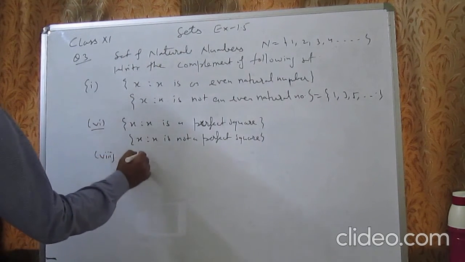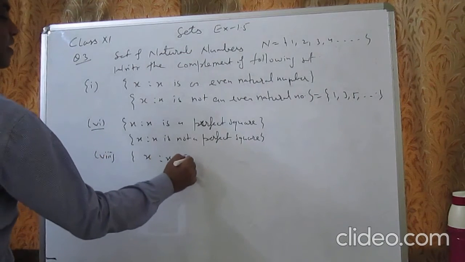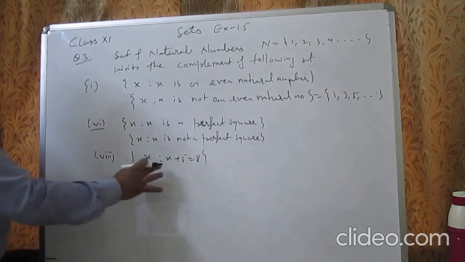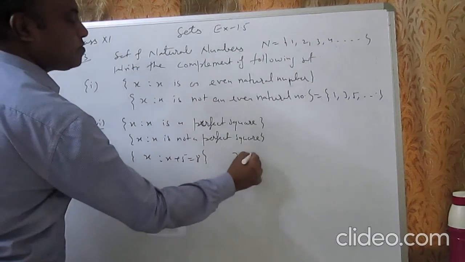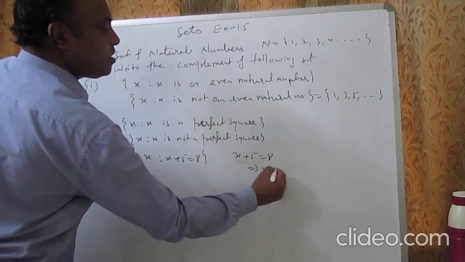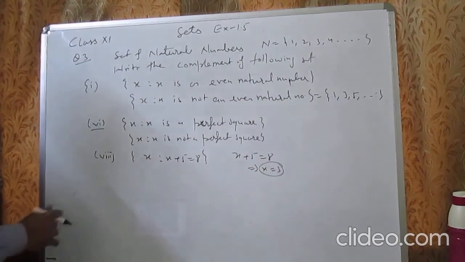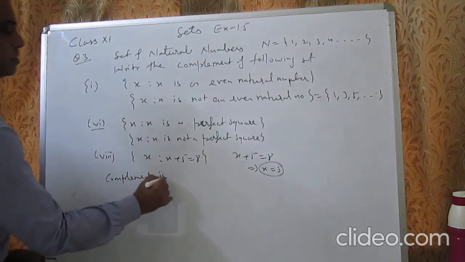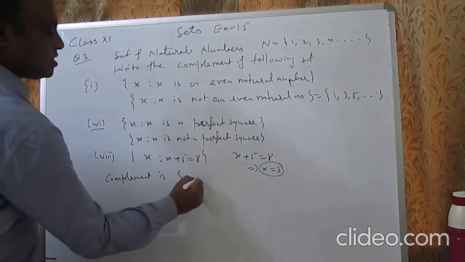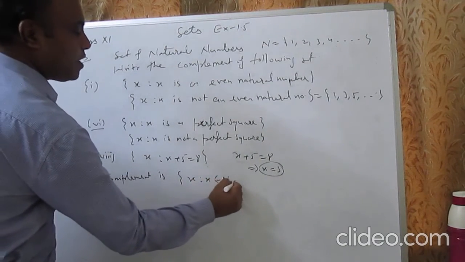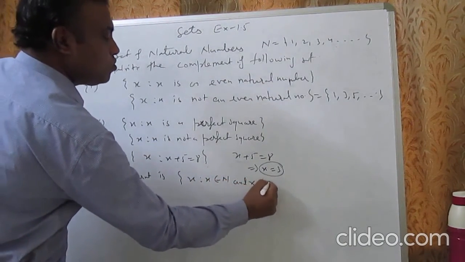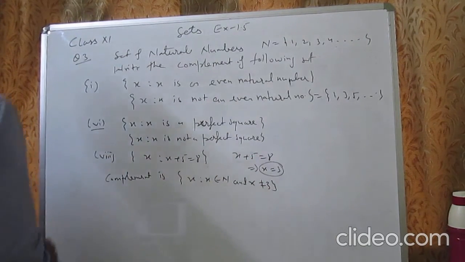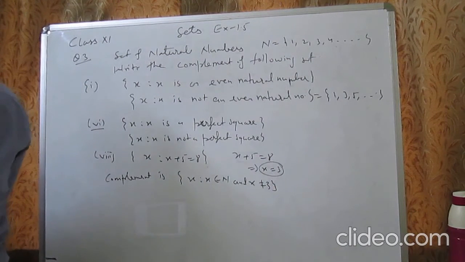Now 8th part. A set is given to you: x such that x plus 5 is equal to 8. So which element is in this set? x plus 5 is equal to 8 means x is equal to 3. Only 3 is the element. So what will its complement be? Complement is x such that x is a natural number and x is not equal to 3. All natural numbers except 3, this is called the complement.